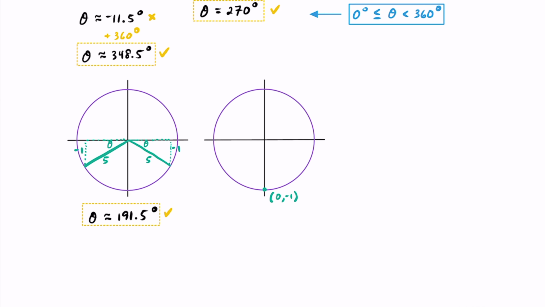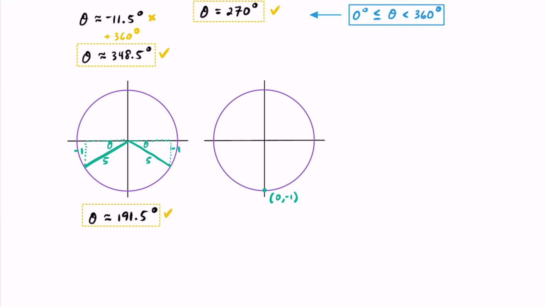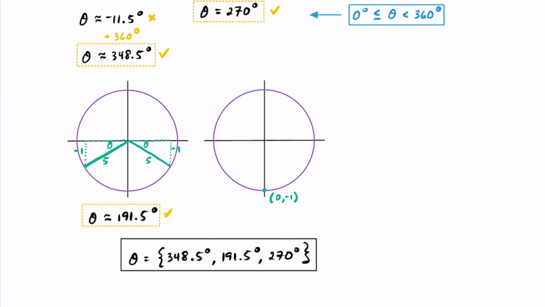So we have our three solutions here that are between 0 and 360 degrees. So we can just summarize and say that theta for our three angle measures here are going to be 348.5 degrees. We also found this 191.5 degrees that also got us the negative 1/5 ratio. And then 270 degrees is the only angle measure that's going to get us that ratio of negative 1. So there you have the three solutions that fit between 0 degrees and 360 degrees that satisfy this quadratic trig equation.